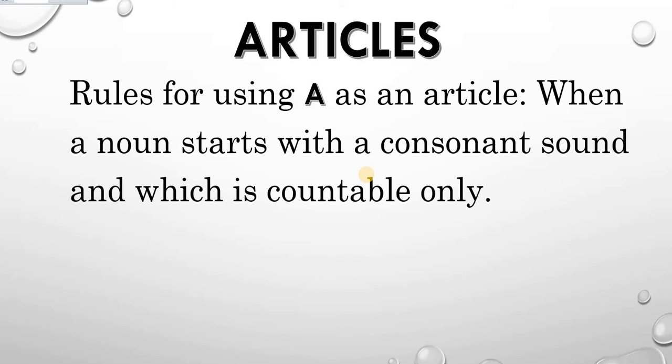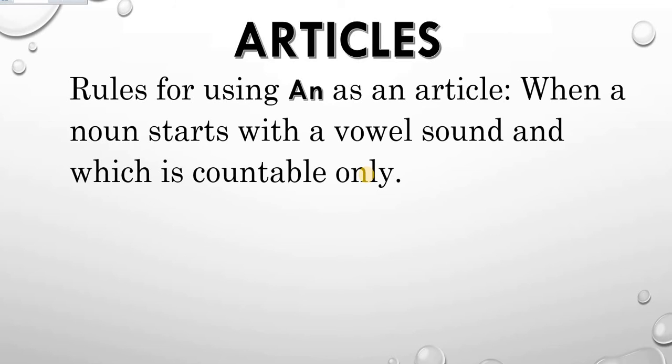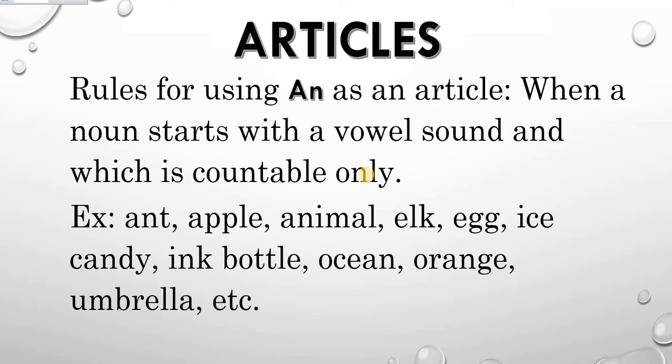When we have consonant sounds at the start of a noun, we use a, like this. We can say a flower, a ball, a cat, a male, a nail, a plot, a road, etc. When do we use an? When a noun starts with a vowel sound and is countable. Like this: an ant, an apple, an animal, an elk, an egg, an ice candy, an ink bottle, an ocean, an orange, an umbrella. Before such words we use an.